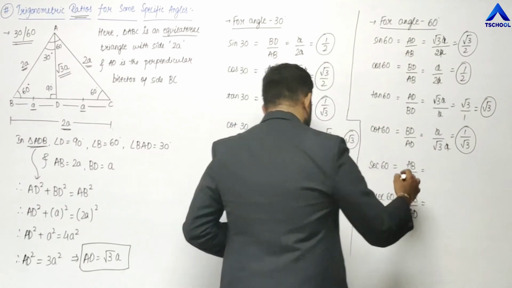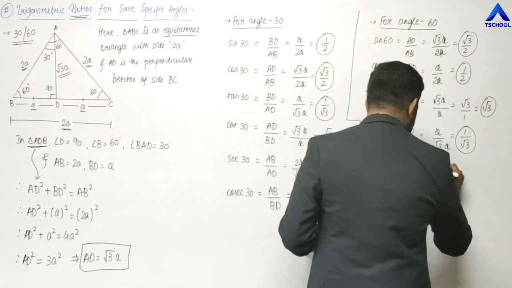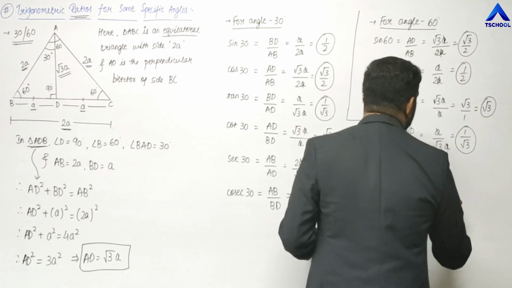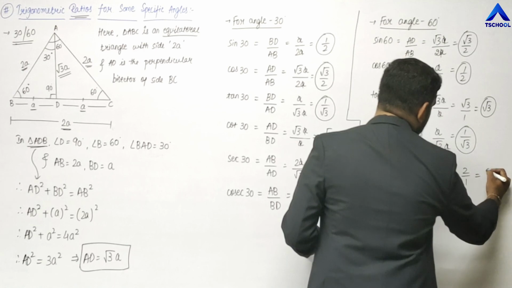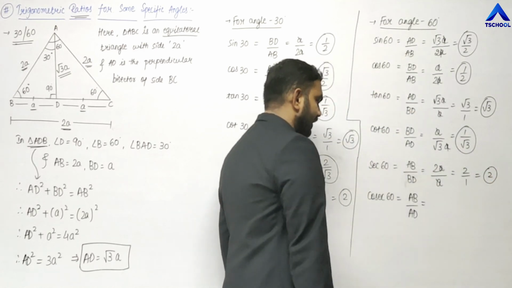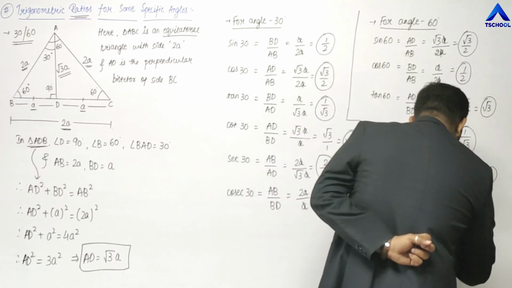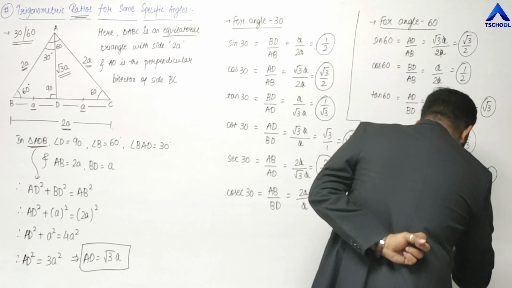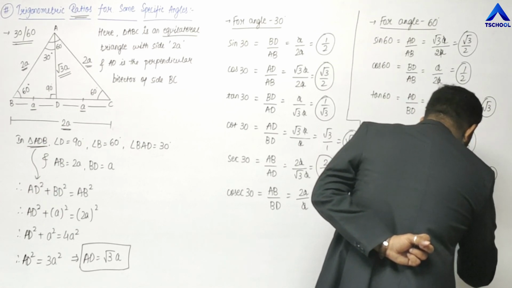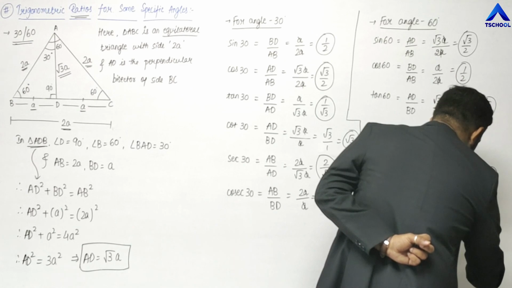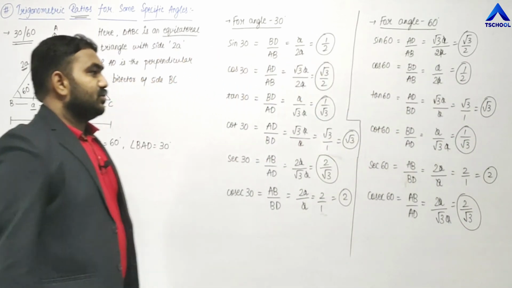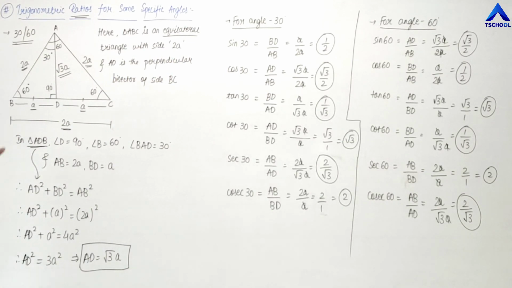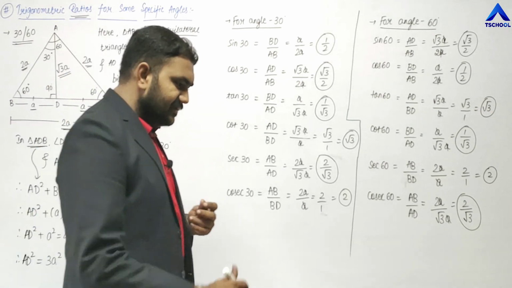The fifth one, sec 60, that is 2a upon a, a and a cancelled, that is 2 by 1, or only 2. And lastly, 2a upon root 3a, a and a cancelled, which equals 2 by root 3. So we got 6 different ratios for angle 60.